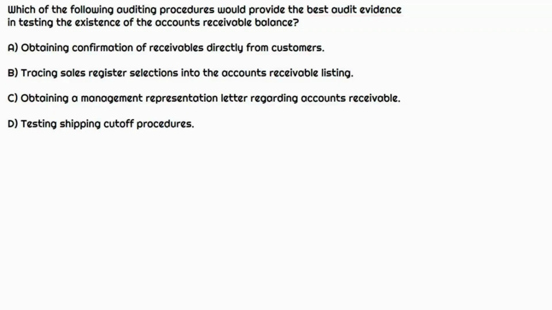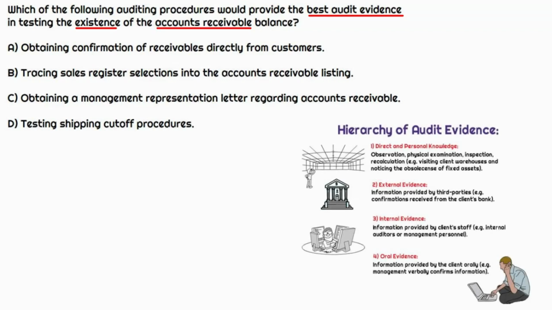In this question, we're focused on providing the best audit evidence to test the existence assertion as it relates to the accounts receivable balance. So the phrase best audit evidence suggests that the question could have other types of evidence that would test the existence assertion, but we're looking for the best audit evidence. So when we think about the hierarchy of audit evidence, well, some audit evidence is more impactful or more important than other forms of evidence, right? And that's what would go towards being the best audit evidence.